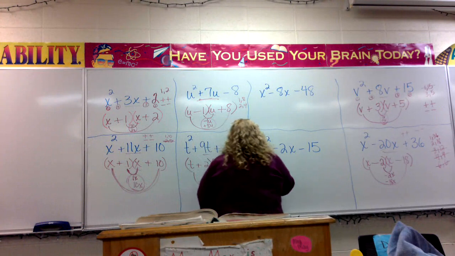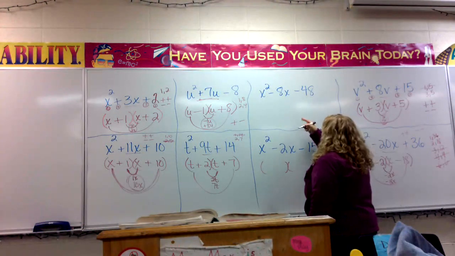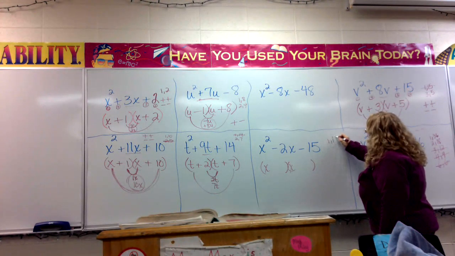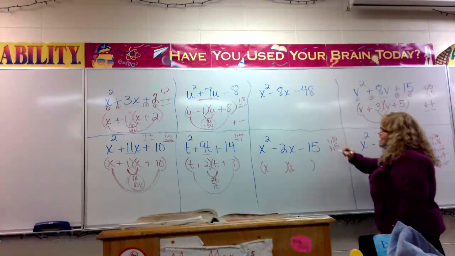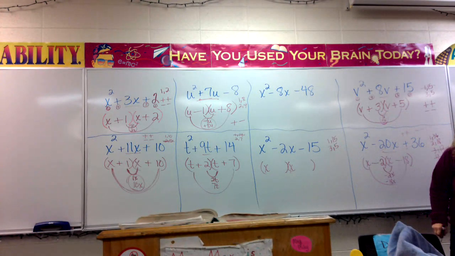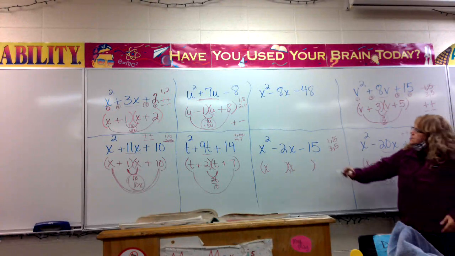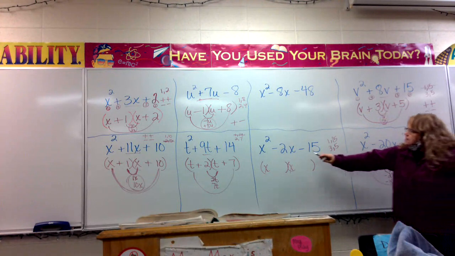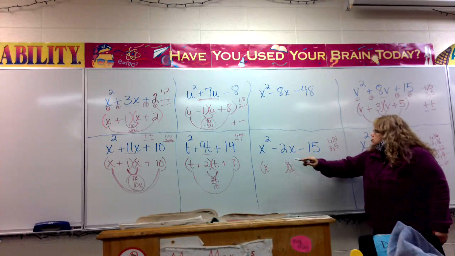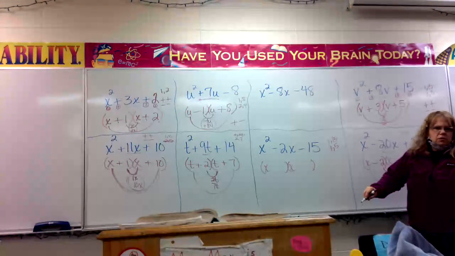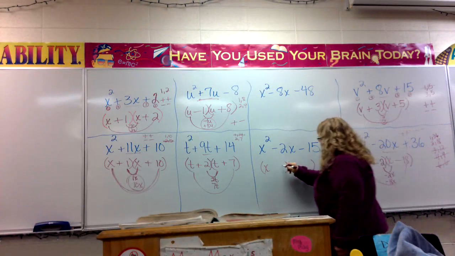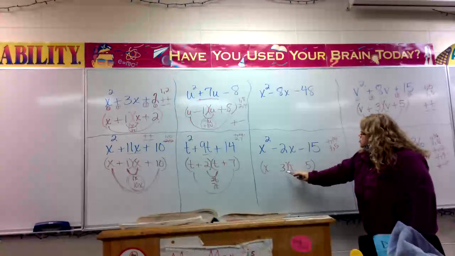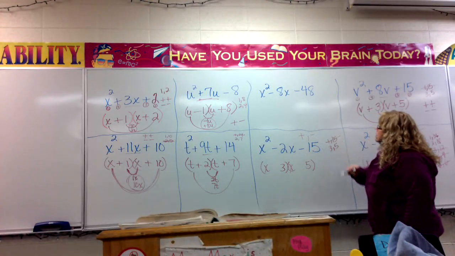So let's do this one next. We'll save that one for last. It's going to be so much fun. I'll do the x and x. 15 has to be 1 and 15 or 3 and 5. Has to subtract to 2. Which pair subtracts to 2? Right. So 3 and 5. Because this is negative, how do you multiply these two things and get a negative? You're going to have one of each.